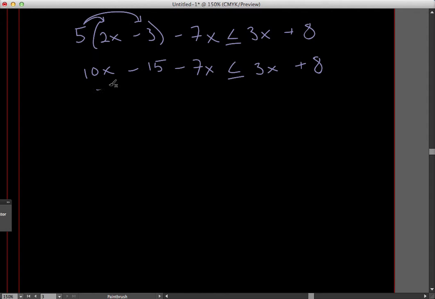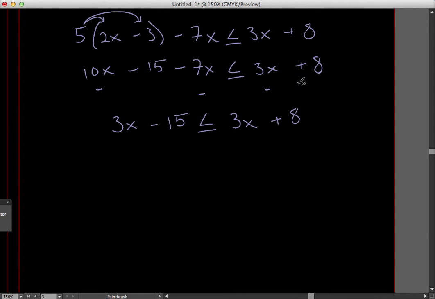All right, now I'm looking for my like terms. I see an x here, an x here, an x here. So let's start combining like terms. If I combine on the left side of the inequality sign, I have a 10x and a -7x. Well, that combines to make 3x. And then I drop down the -15 is less than or equal to 3x plus 8.